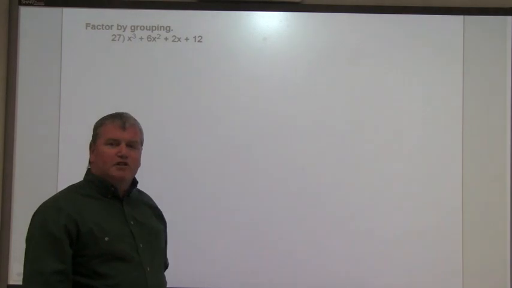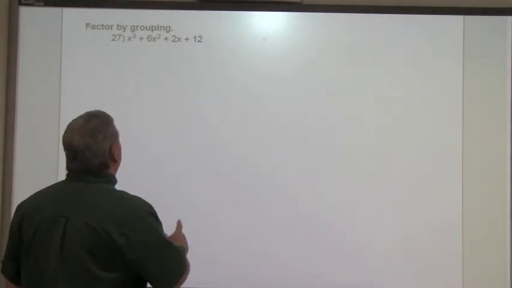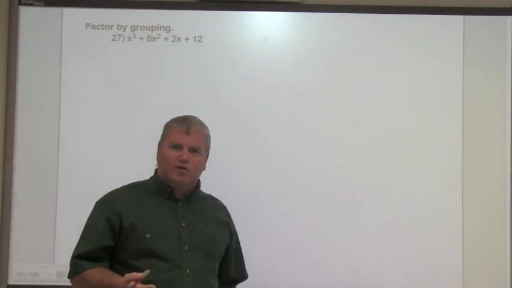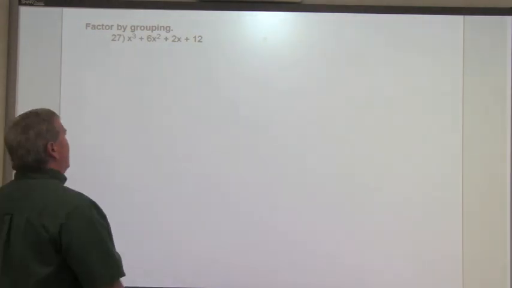This one, they want us to factor. So we're going to factor by grouping. Now the reason why they say factor by grouping is because there are 4 terms. That's probably the easiest way to factor.